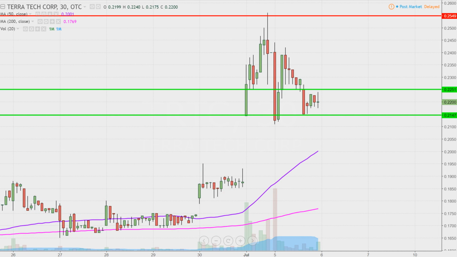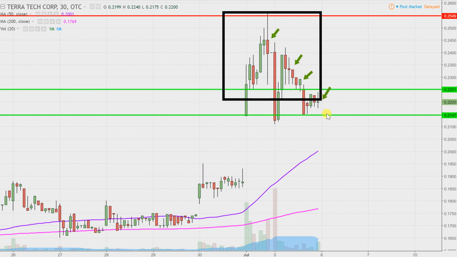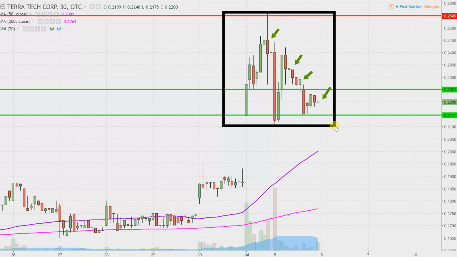Real quick, what do I mean by 30-minute in case maybe you're new to charts? Instead of each one of these candlesticks here representing 1 day's worth of price action, which is what you would normally see, each one represents 30 minutes. So all this here may look like a few weeks worth of time. It's actually just the past couple of days broken down into 30-minute time slices.